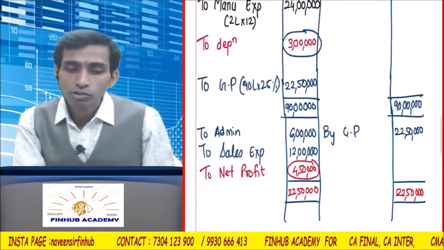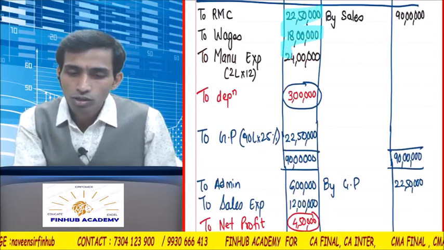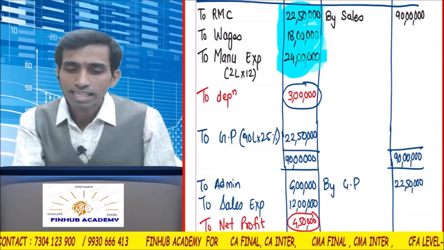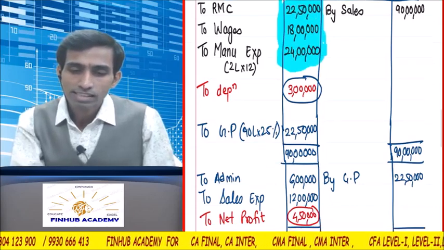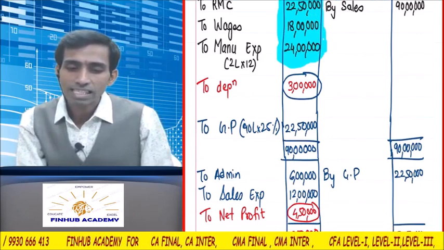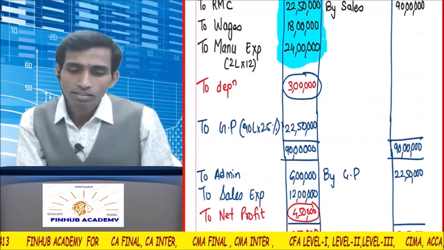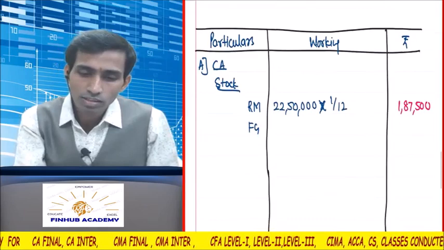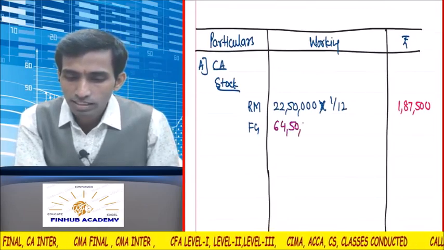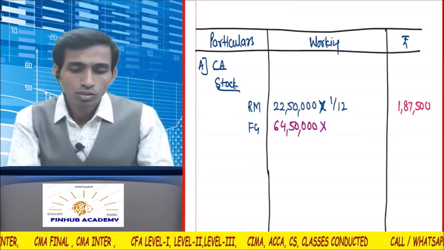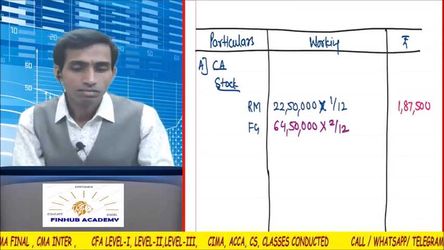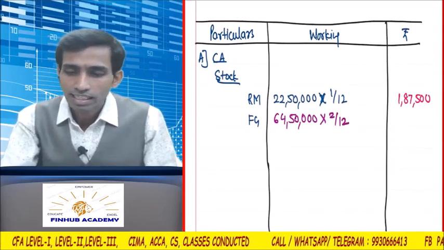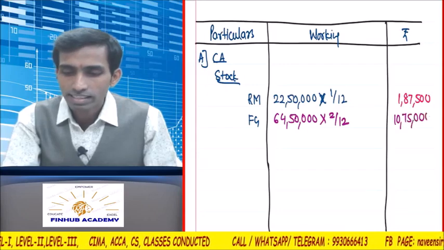Finished goods. Listen carefully. Finished goods are valued at cost of production. Add these, these are the cost of production. 22 lakh 50,000 plus 18 lakhs plus 24 lakhs. How much is it? 64 lakh 50,000. I will write here 64 lakh 50,000 into period, how much? 2 by 12. 10 lakh 75,000. Okay, next.